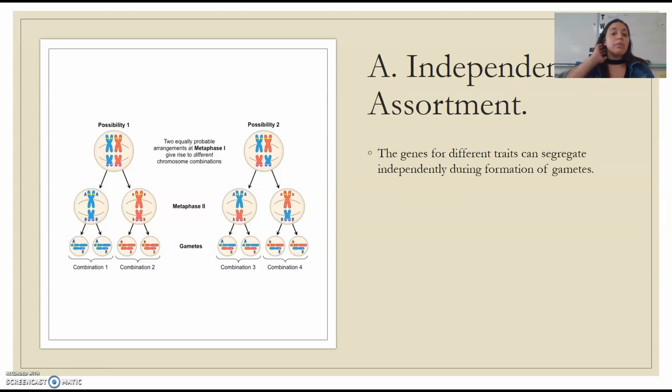Okay, independent assortment. This has to do with meiosis. The genes for different traits can segregate independently during the formation of gametes. So during meiosis, when you go from 1 cell to 4, the splitting up, they're going to split up from each other. And when they do that, when they make their 4 cells, that is what's called independent assortment.